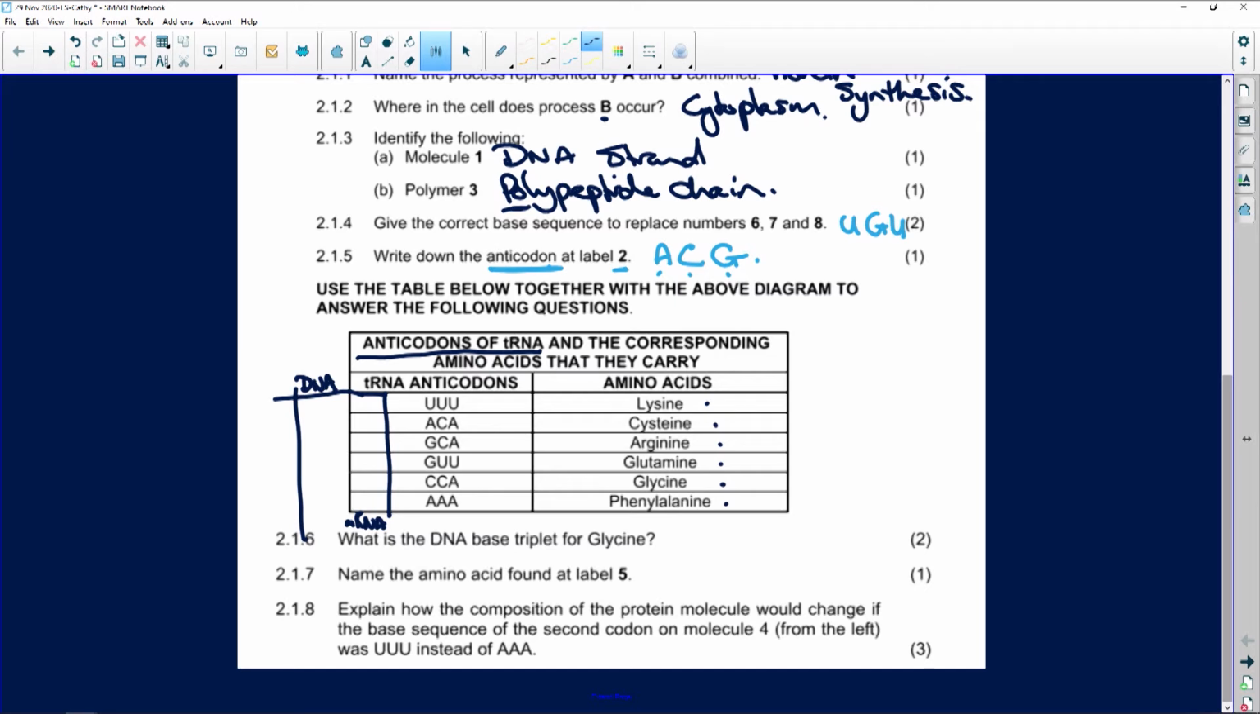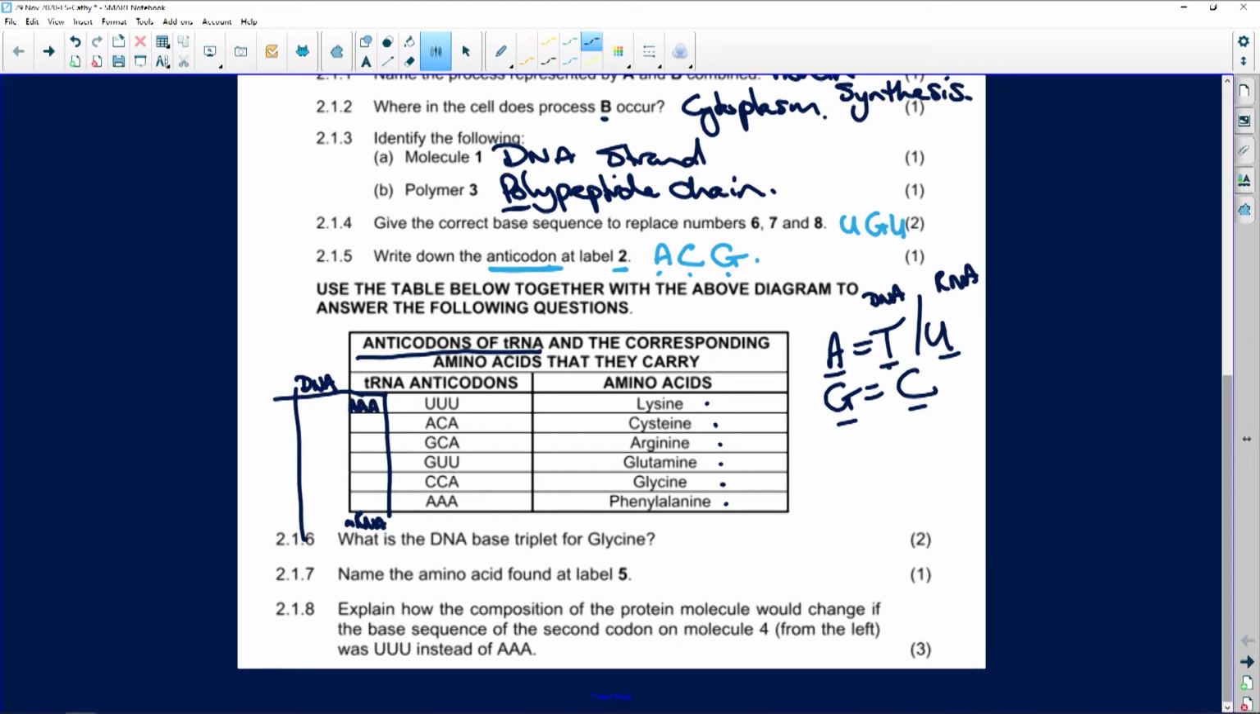So, what is going to be complementary to UUU? Remember, A to T or U and G to C. Those are your complementary bases. And if it's RNA, then it will have uracil. If it is DNA, it will have thymine. So if it is UUU, what's complementary? It's going to be A.